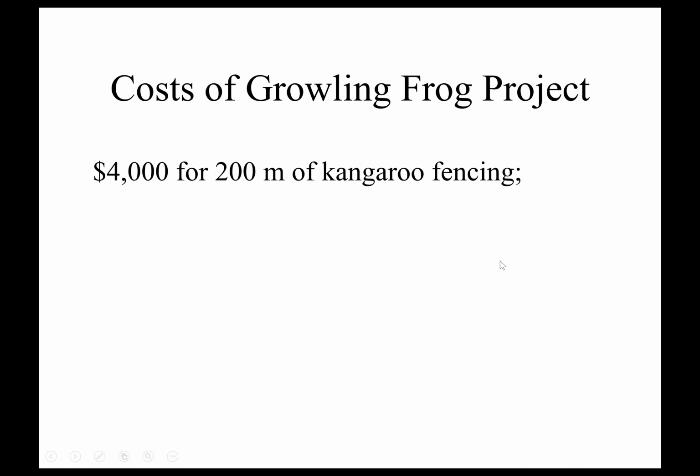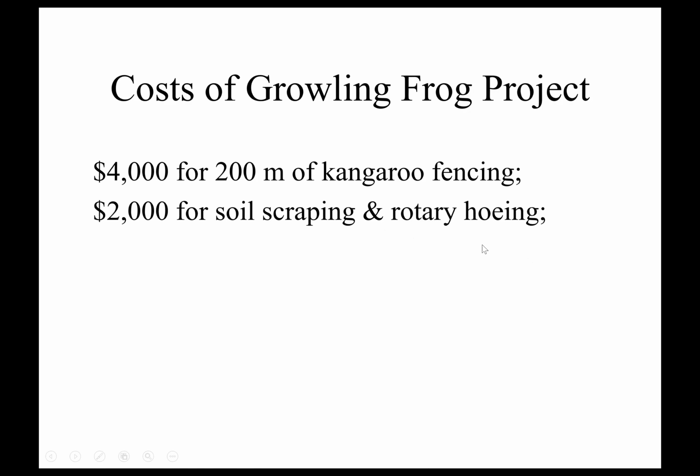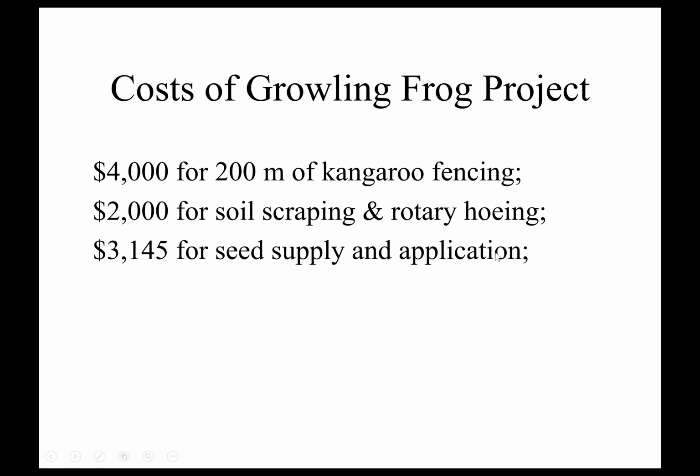The fence, well, it must be more than the 200 metres, because the scalped area was 50 by 50 metres, and if the fence had been right around that, then that would be 200, but I know that there was about 10, 20 metres surrounding that, so it'll be more than that. Anyway, $4,000 for kangaroo fencing. In many cases, you won't want to use that, so that would be a saving. The soil scraping and rotary hoeing was $2,000. The rotary hoeing was probably unnecessary.